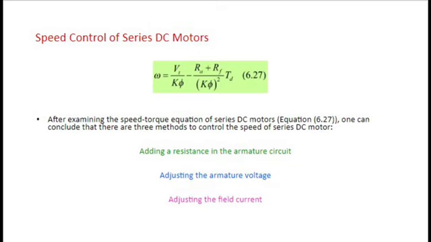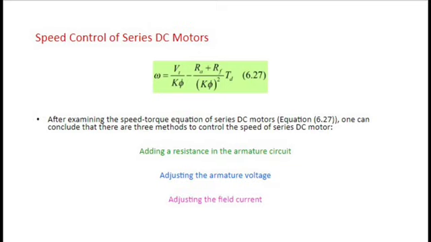As can be seen from the formula, this is the speed-torque equation and it is derived as Vt over K flux minus RA plus RF, where RA is the armature resistance and RF is the field resistance, divided by K flux squared multiplied by the load torque.